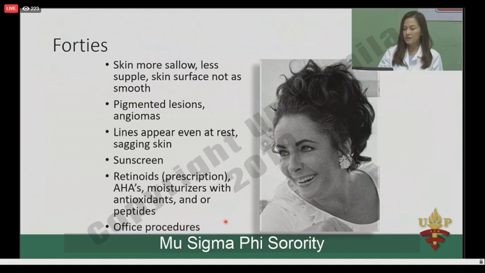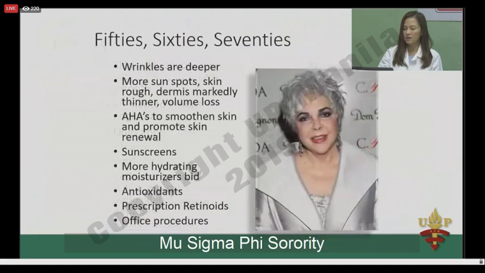In your 40s, your skin becomes more sallow, less supple. You have more pigmented lesions. Lines appear even at rest. So you should use your sunscreens, use your retinoids, especially prescription drugs. You need a stronger retinoid to work. You can use your alpha hydroxy acids. You really have to use moisturizers with antioxidants and or your peptides. And you can do your office procedures like lasers or botulinum toxin.